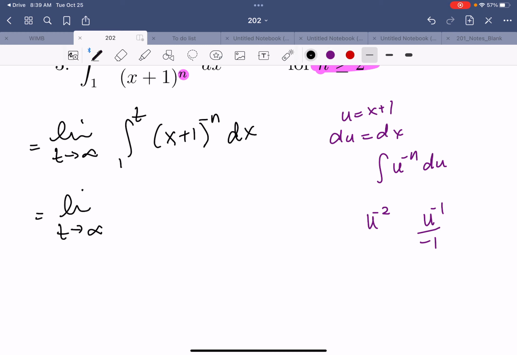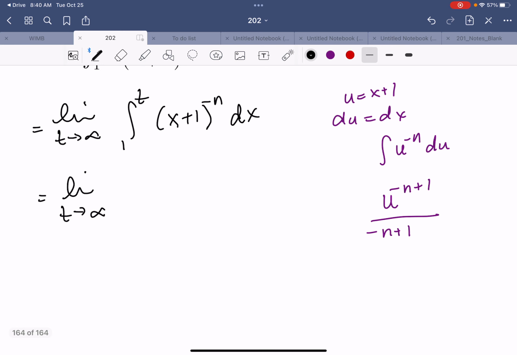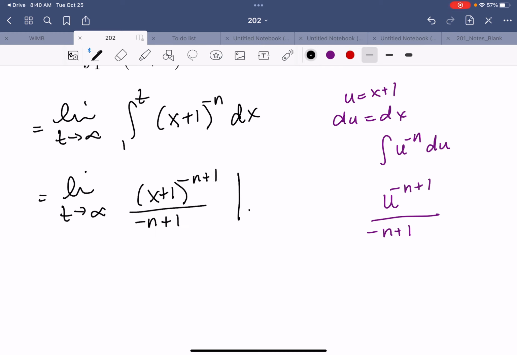So what this comes out to be, if it's just a plain old n, is u to the negative n plus 1. We're adding 1 to our exponent, over that new exponent, which is negative n plus 1. So that's what our antiderivative is, except we're going to plug our x plus 1 back in. So this is x plus 1 to the negative n plus 1 all over negative n plus 1. And we're going to evaluate from 1 to t.